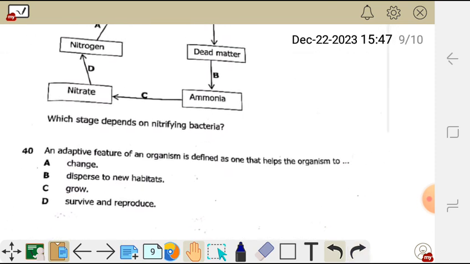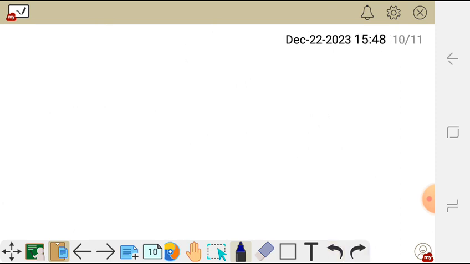Question 40. An adaptive feature of an organism is defined as one that helps the organism to A. Change, B. Disperse to new habitats, C. Grow, then D. Survive and reproduce. So the correct answer here is survive and reproduce. An adaptive feature. So you adapt for you to survive and be able to reproduce. So the correct answer there is D.